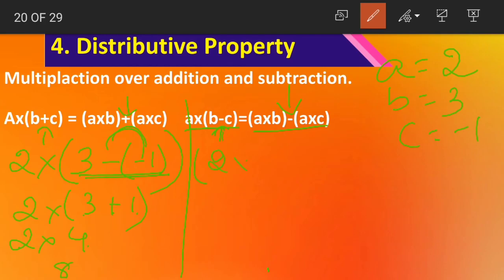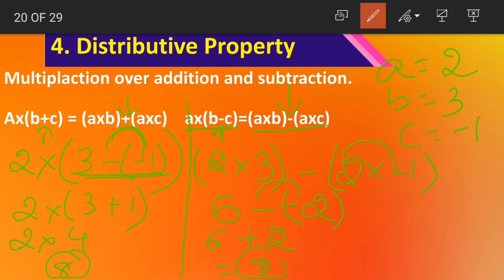What is a? a is 2, b is 3. 2 into 3 minus a is 2 and c is minus 1. 2 into minus 1. 2 3s are 6 minus 2 1s are 2. Again the signs, plus into minus becomes minus. Brackets, we have to keep the minus 2 inside brackets because 2 has a sign of its own and there is a mathematical operator in front of 2. So we have to keep 2 in brackets. Minus into minus becomes plus. 6 plus 2 becomes what? 6 plus 2 becomes 8.